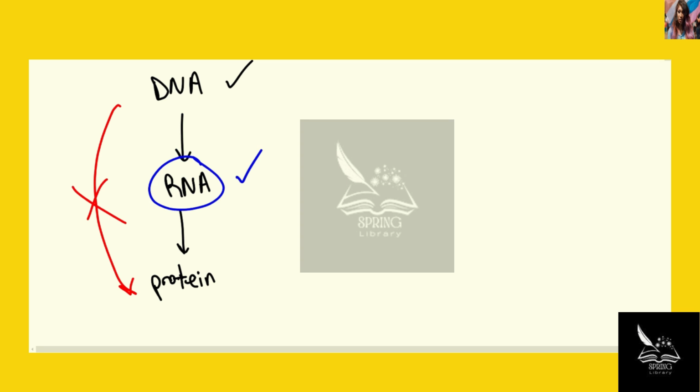Now, RNA, there's lots of different types. There's ribosomal RNA, there's messenger RNA, there's tRNA that is going to bring our specific amino acid to the ribosome, depending on the codon of the mRNA. But in all cases, the RNA is going to contain genetic information.